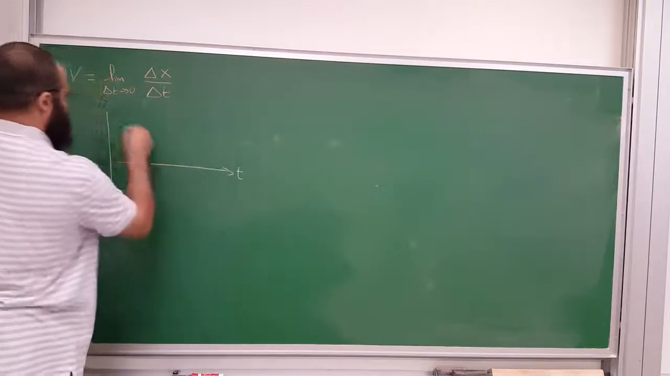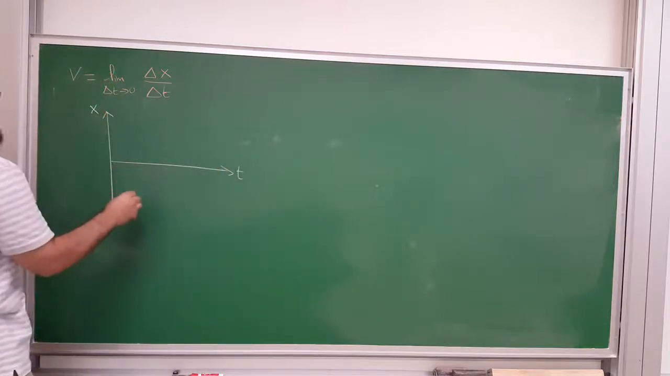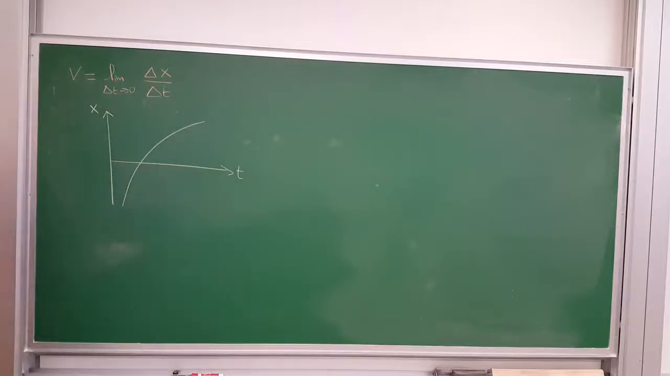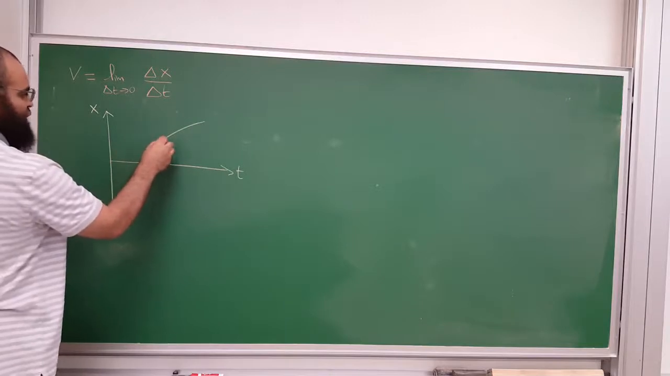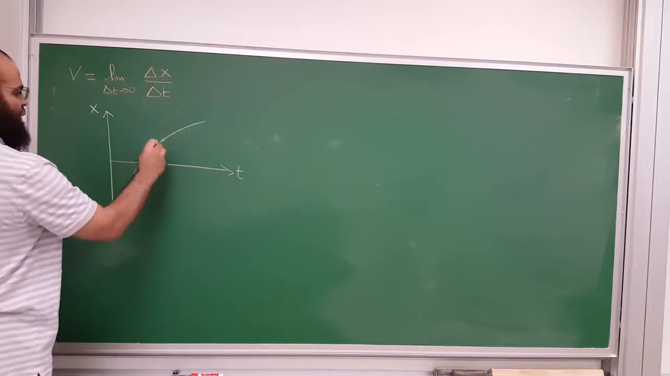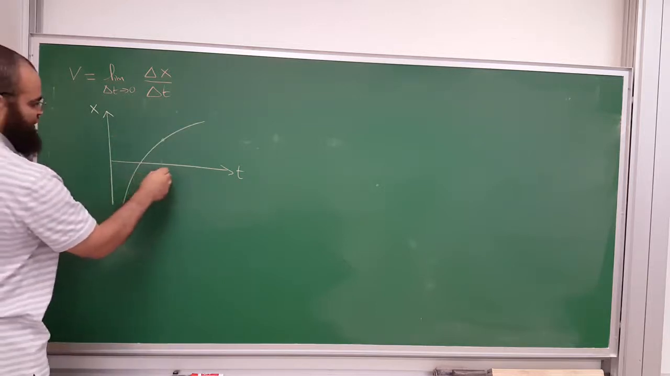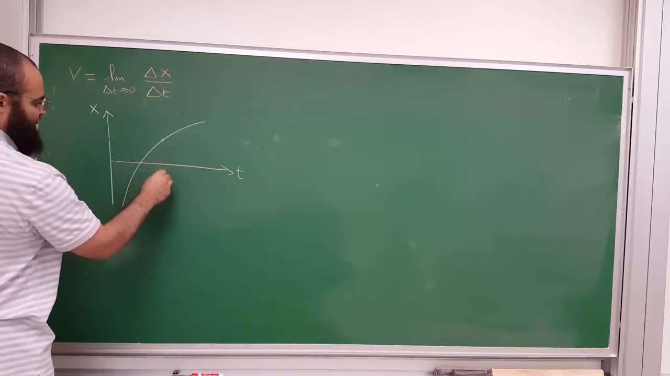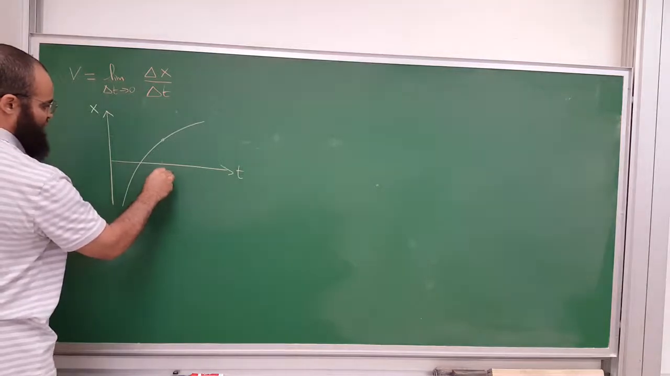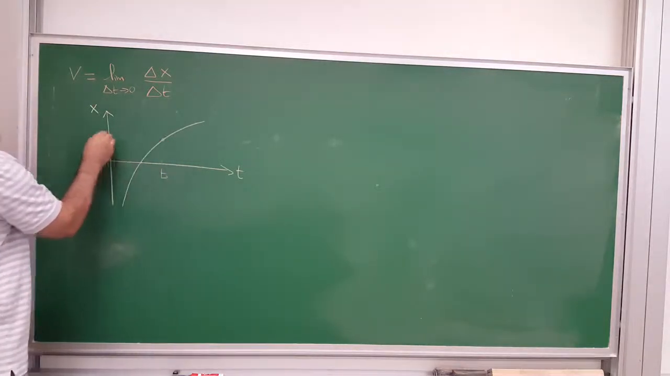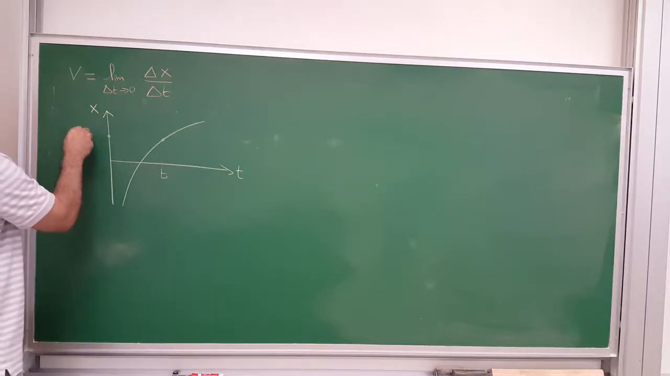Here is time, here is x, and let's say the position looks something like this. If I want the instantaneous velocity here, what do I do? Well, I will look at the average velocity. I will say, this is the time here, t. I will measure the position here. This is x at time t.